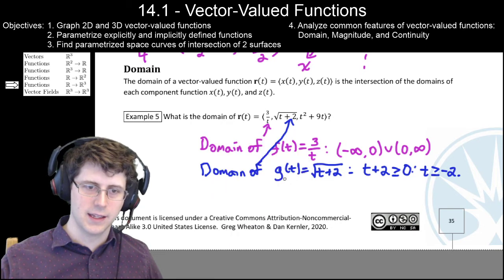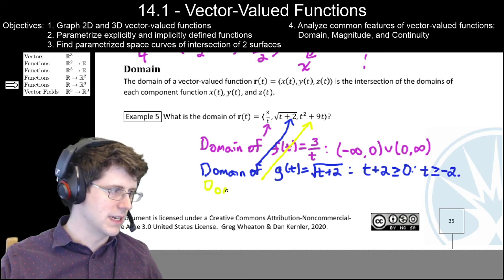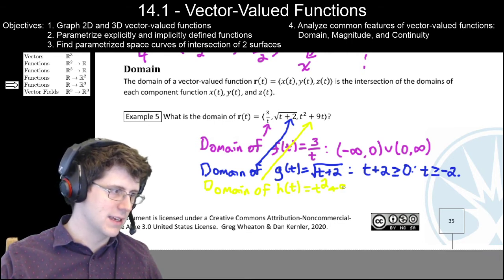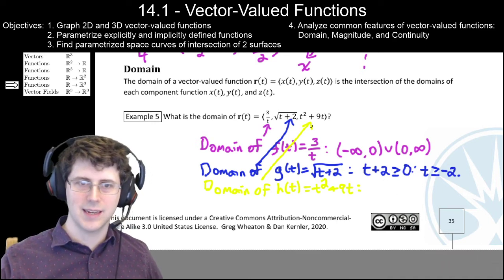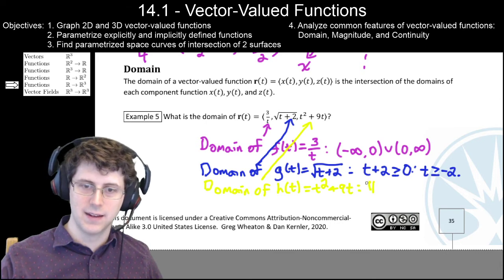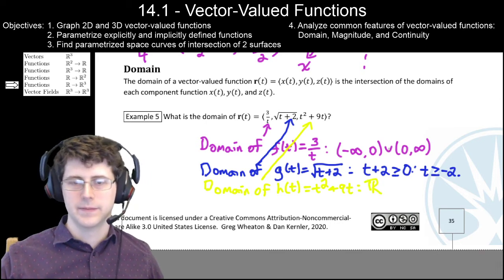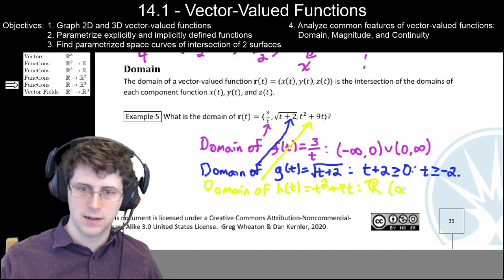Finally, let's look at the last piece. I'm not sure about this yellow. We may never use this yellow again. Okay. The domain of this function, t squared plus 9t, nothing really goes wrong. I can plug in any real number into t squared plus 9t and everything goes fine. So this is the real numbers. All reals.